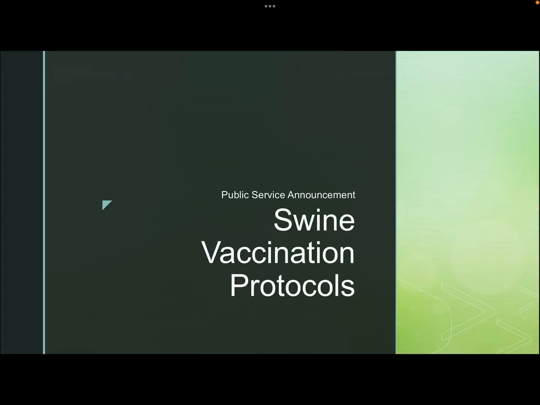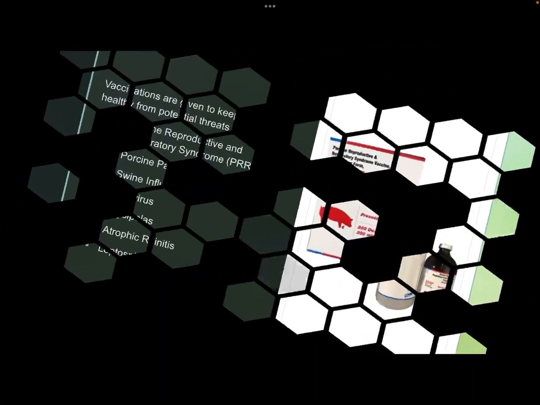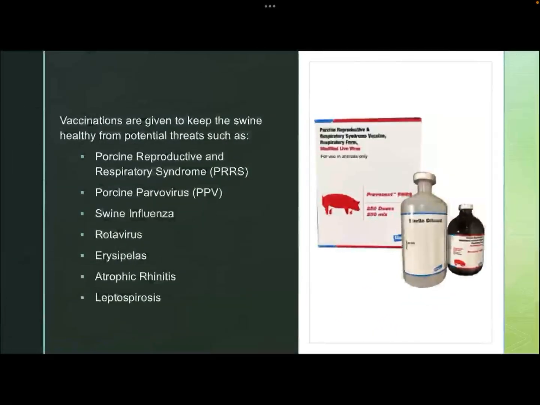This is a public service announcement for swine vaccination protocols. Vaccinations are given to keep the swine healthy from potential threats such as porcine reproductive and respiratory syndrome, also known as PRRS, porcine parvovirus, PPV, swine influenza, rotavirus, Ehrlichia, atrophic rhinitis, and leptospirosis.